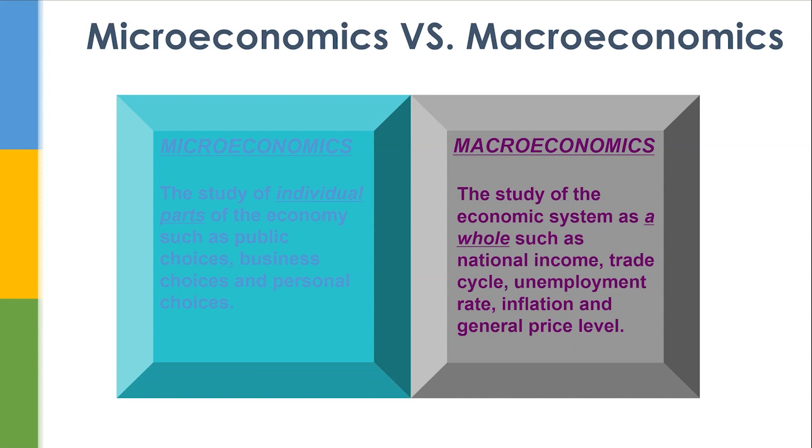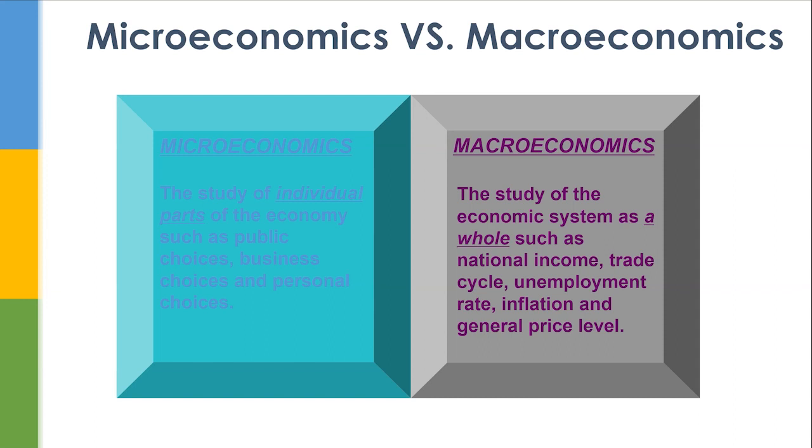Okay. However, macroeconomics is the study of the economic system as a whole, such as national income, trade cycle, employment rate, inflation and general price level. Okay, so macroeconomics, kalau you nampak, microeconomics is small bits, lebih kecil, small units. Jadi dia melihat ekonomi dari segi units dia. Maksudnya government as a unit, household as a unit, firm as a unit. However, kalau macroeconomics, they look at it as a whole, lebih besar, as a system.